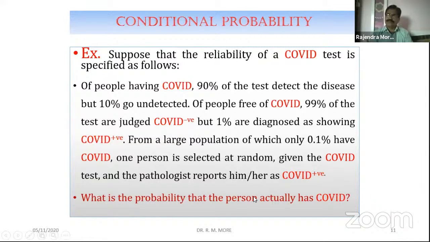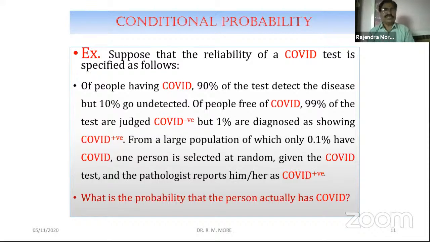Now students may understand what is being said in this example. Suppose our Indian population is 138 crore, and we have about 3 lakh COVID positive cases in India. Out of the people who have COVID, 90% are detected positive and 10% are not detected. Of the people who do not have COVID, 99% are detected as negative, but unfortunately 1% are detected as COVID positive. If a person is selected randomly and reported as positive, what is the probability that he really has COVID?